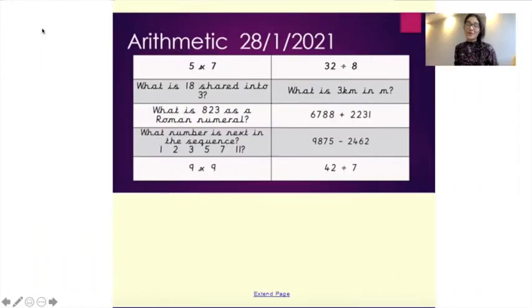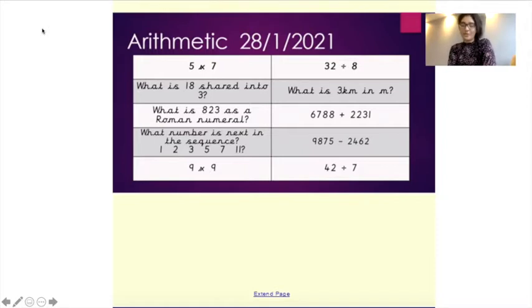Williams class. For your maths lesson today, the arithmetic is as follows. 5 times 7. What is 18 shared into 3? What is 823 as a Roman numeral? What number is next in the sequence? 1, 2, 3, 5, 7, 11. 9 times 9. 32 divided by 8. What is 3 kilometers in meters?